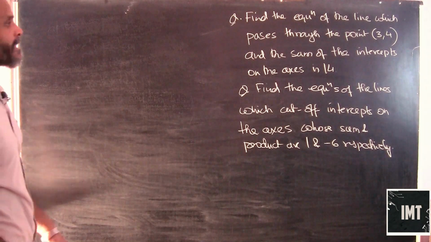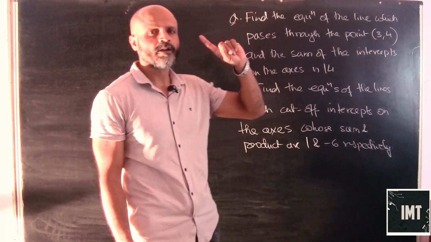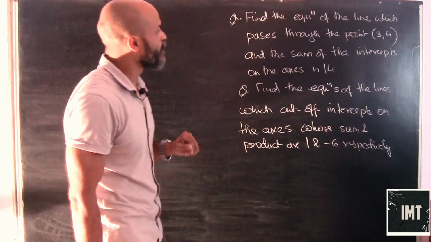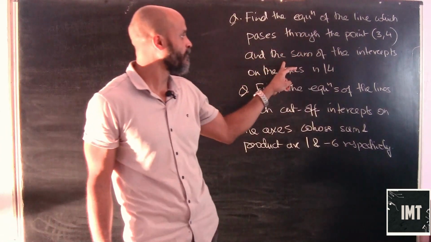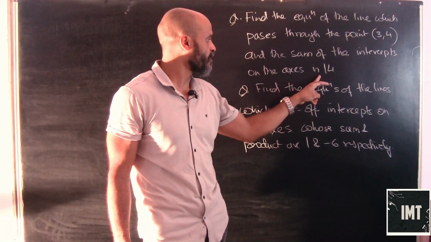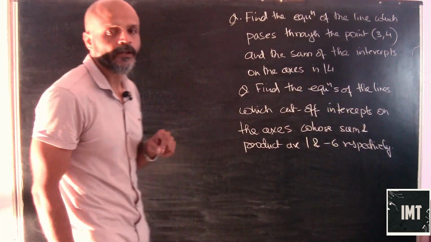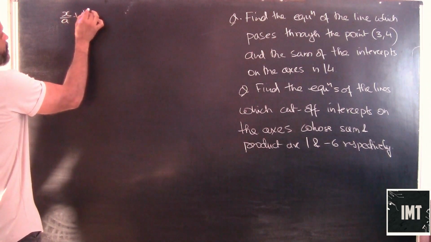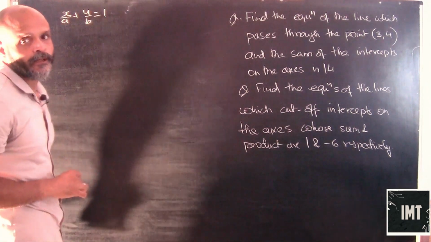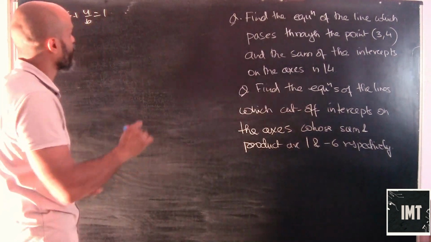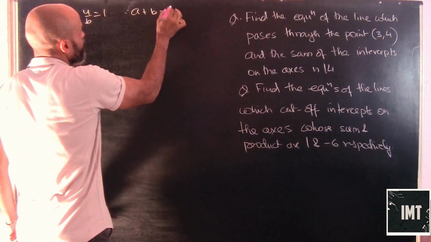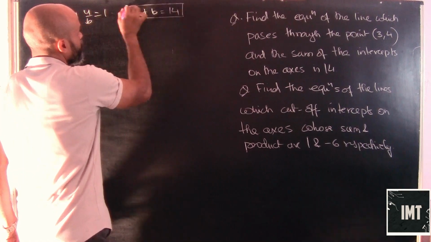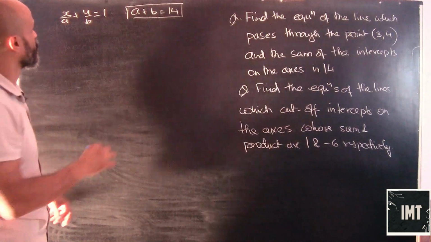Okay, so we take these questions again on the slope intercept form. Find the equation of the line which passes through the point 3, 4 and the sum of the intercepts on the axes is 14. Okay, so let's say we have here x by a plus y by b is equal to 1. The sum of the intercepts is 14, which means a plus b is equal to 14.